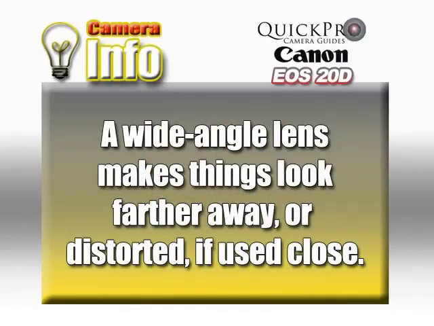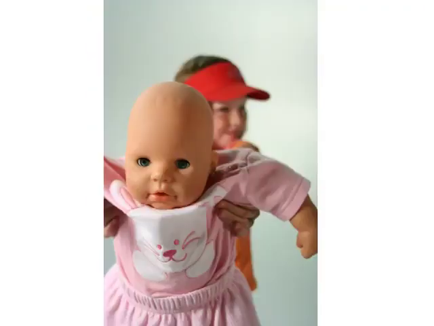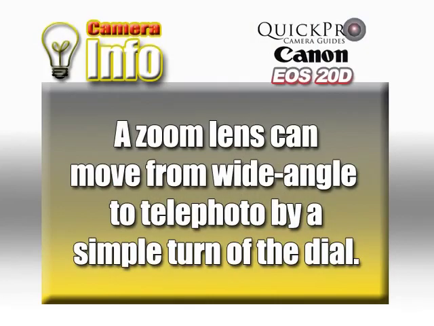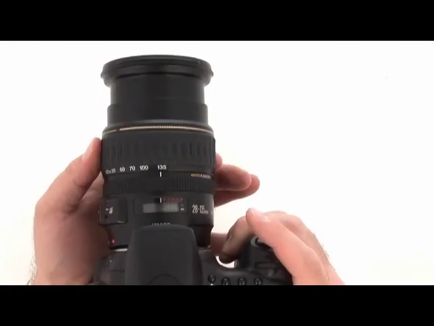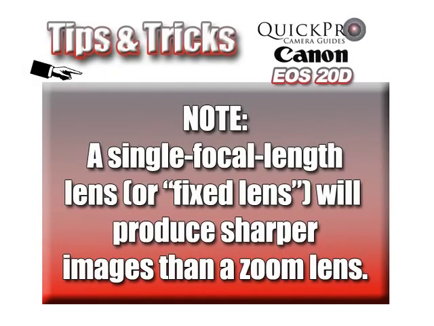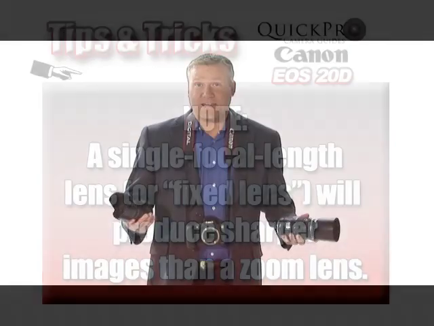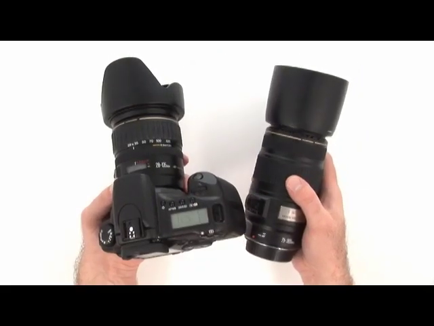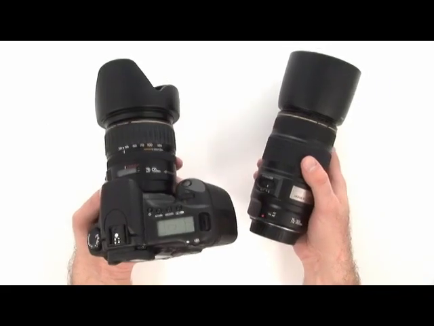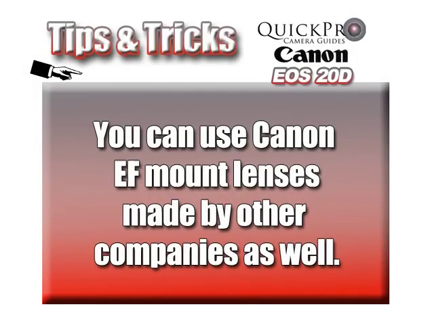A wide-angle lens will make things appear farther away and will also distort the image in some interesting and fun ways. This is called a short focal length. A zoom lens is very common and can move from one focal length to another by simply moving the dial. A great advantage of a digital SLR is that you can attach different lenses to your camera depending on your needs. There are more than 60 Canon EF lenses to choose from. You can also use third-party lenses that are compatible with the Canon EF mount.